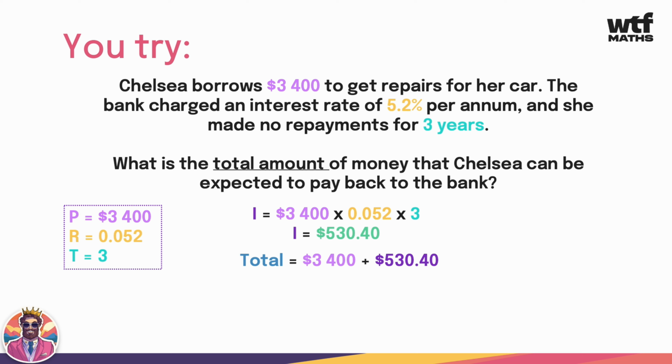So, if we need to work out the total of what she needs to pay back, we take our $3,400, that's what we borrowed, and we add on the fee, the interest, $530.40, and we'll get a grand total of $3,930.40. So that's the total amount of money she'll need to pay back.